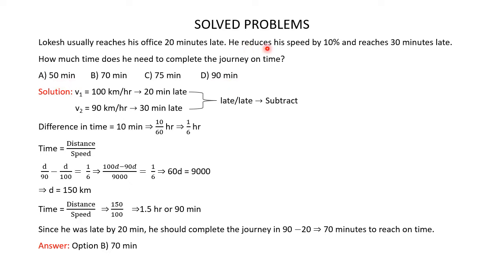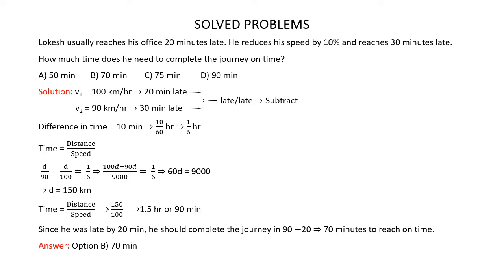Now here it's given he reduces his speed by 10%, but we do not know his earlier speed. So let's assume his earlier speed was 100 kilometers per hour. So if his speed was 100 kilometers per hour, then Lokesh reaches his office 20 minutes late. Now he reduces his speed by 10%. That is, his new speed is 90 kilometers per hour. So at 90 kilometers per hour, he reaches his office 30 minutes late.